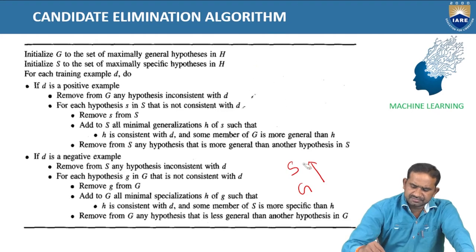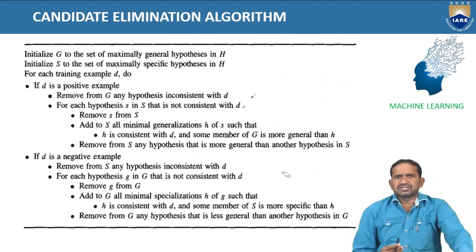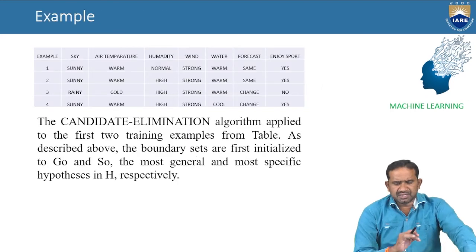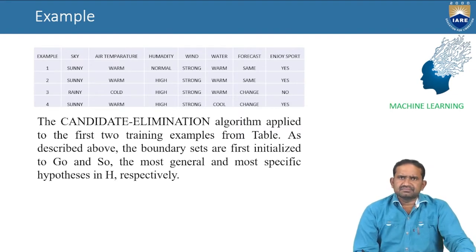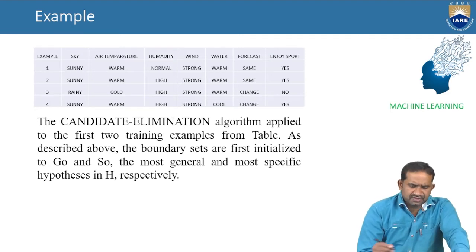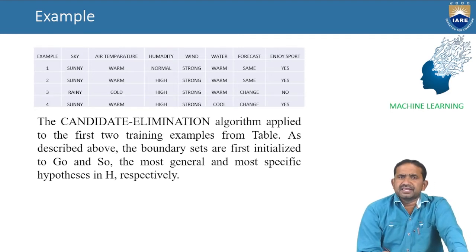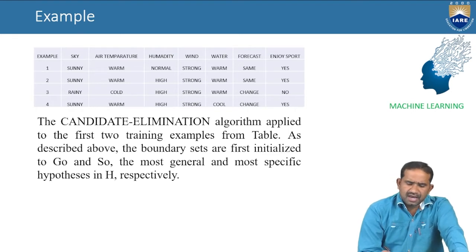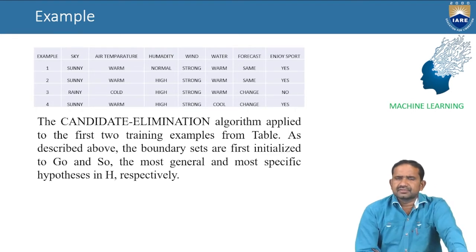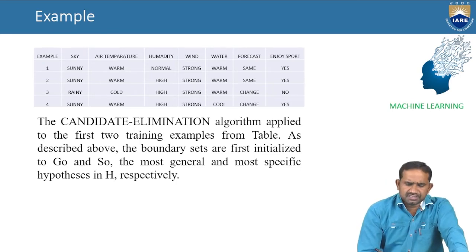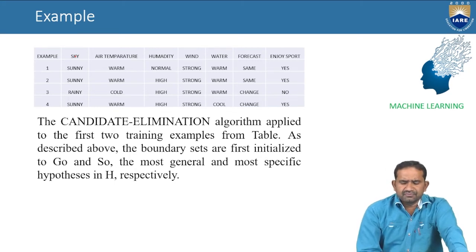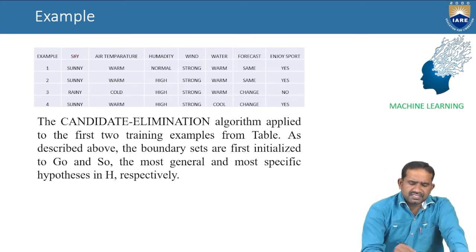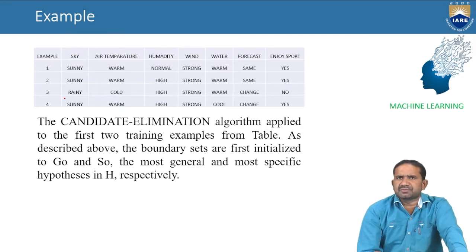In the previous session, I gave some explanation of each and every statement. Next, we take an example. Example 1: there are four instances, about whether one enjoys the sport or not. We take four training examples, four days, and six attributes: sky, air temperature, humidity, wind, water, and forecast. The instances differ, and EnjoySport is the result of the training example.